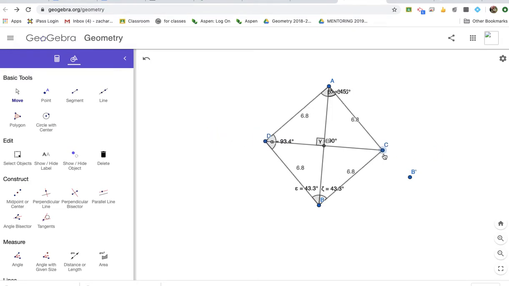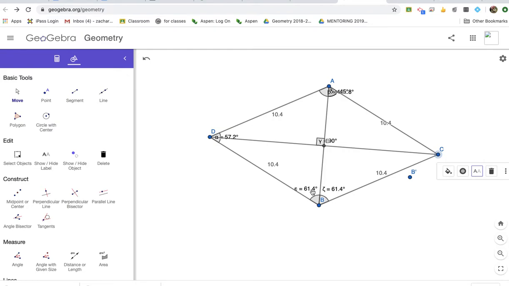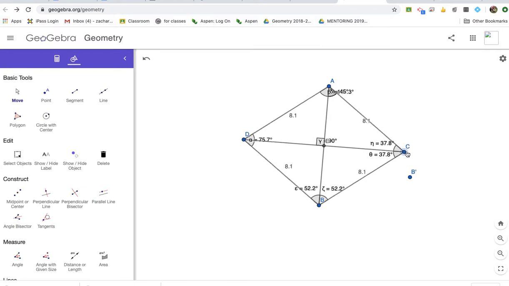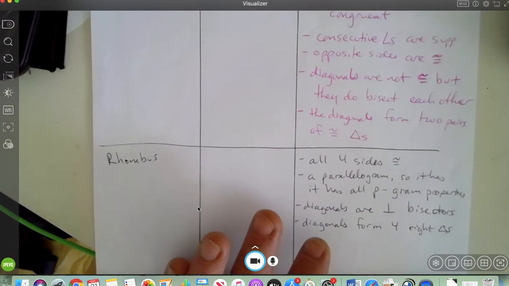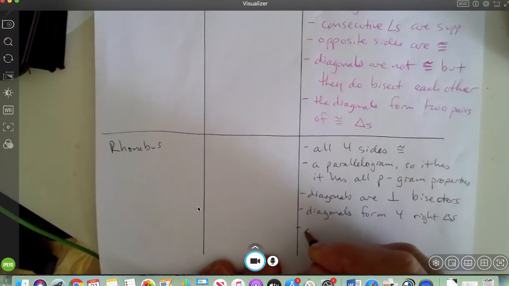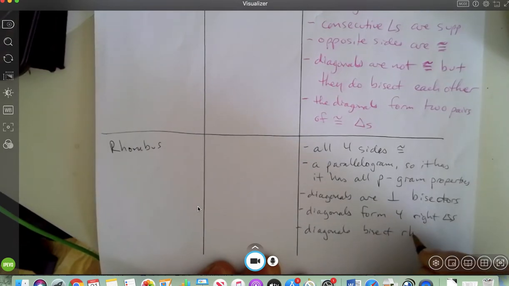So we can see that this diagonal is bisecting this angle. If we also measure the other angle down there, they both come out to be the same measurement as well. If I drag this forward and back, you can see that both angles are bisected by the diagonals. So we'll go to our chart and add that in: diagonals bisect the rhombus angles.